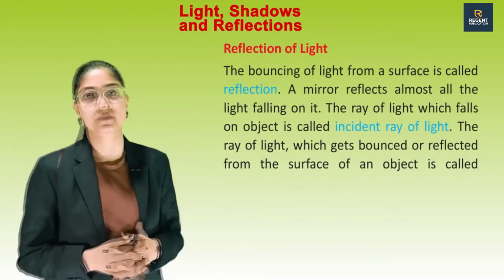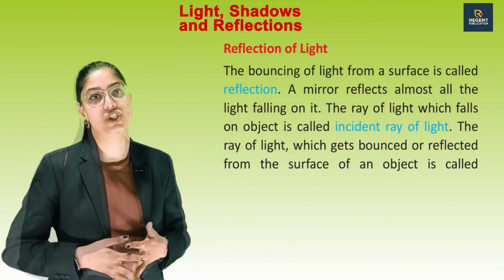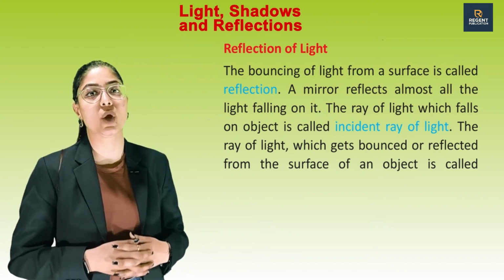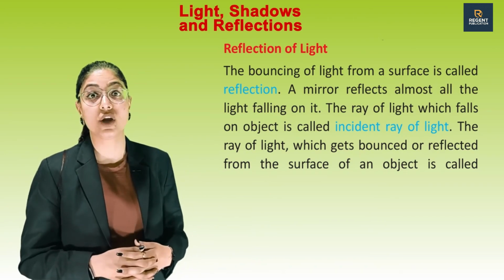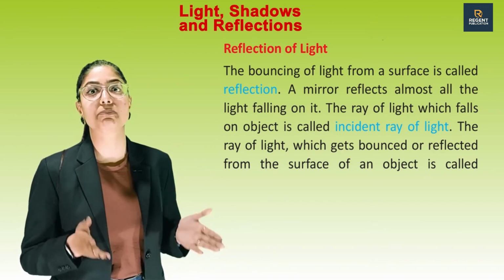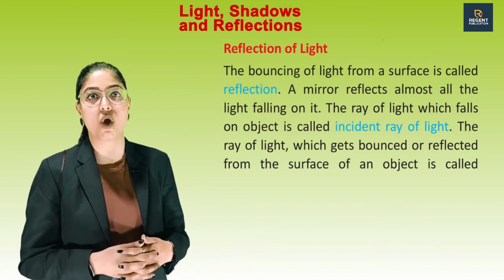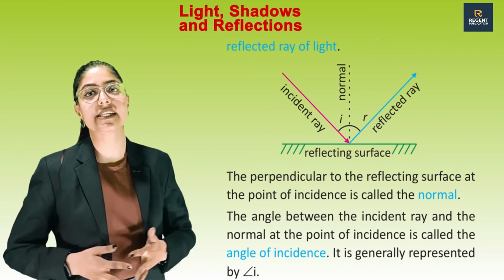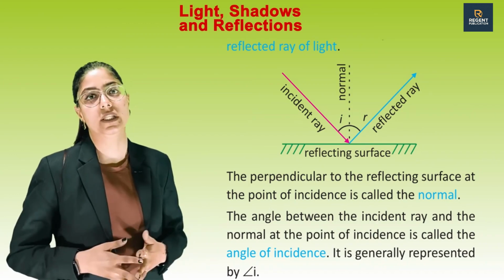Reflection of light. The bouncing of light from a surface is called reflection. A mirror reflects almost all the light falling on it. The ray of light which falls on an object is called the incident ray of light. The ray of light which gets bounced or reflected from the surface of an object is called the reflected ray of light. The perpendicular to the reflecting surface at the point of incidence is called the normal.